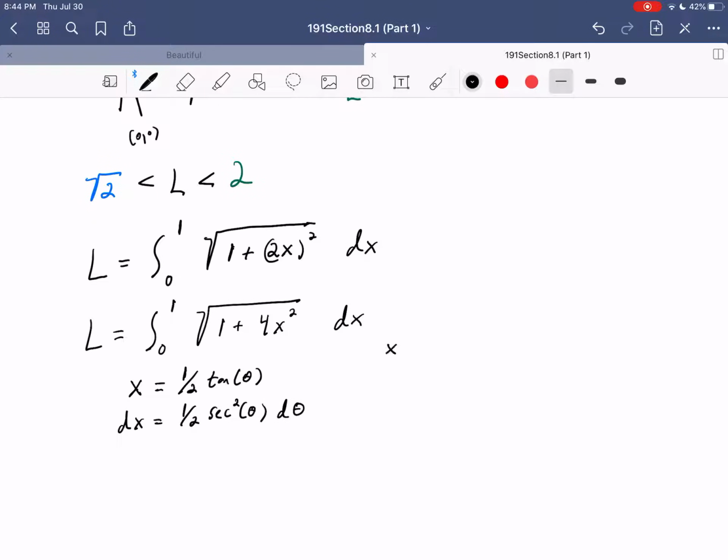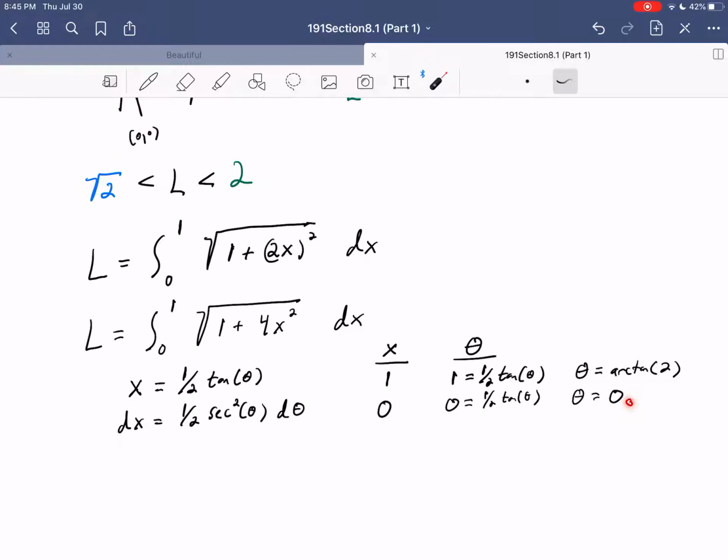I should also change my bounds. I had 1 and 0 for x. Now I need to think of theta. It's a little bit harder to change bounds here because I'm going to have to do 1 equals 1/2 tan theta, which I guess tells me that my new bound here is going to be arctan of 2. And here, 0 equals 1/2 tangent theta. Solving that, theta equals arctangent of 0, which is 0. So my new bounds are going to be from 0 to arctan of 2.